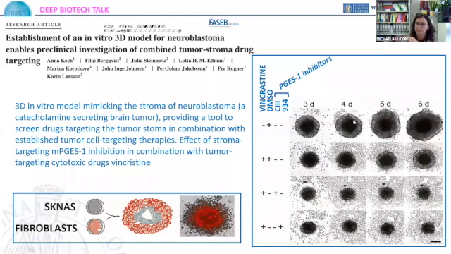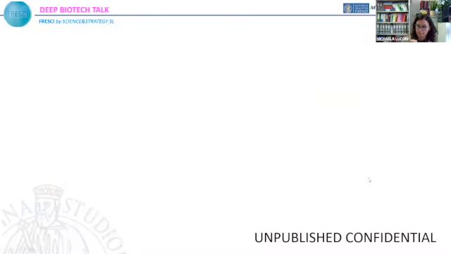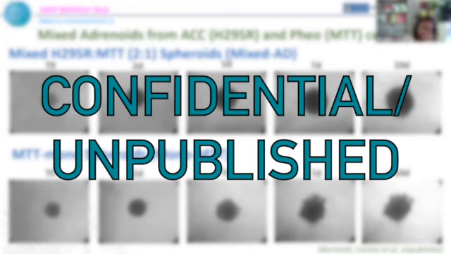And you can see that these mixed organoids, these spheroids, have been used for studying the effects of a combination of drugs directed against the tumor, the vincristine, but also against the stroma. So the prostaglandin inhibitors. You can see here that when they are combined using something which is directed against the microenvironment, you can see a reduction in the proliferation of the spheroids.